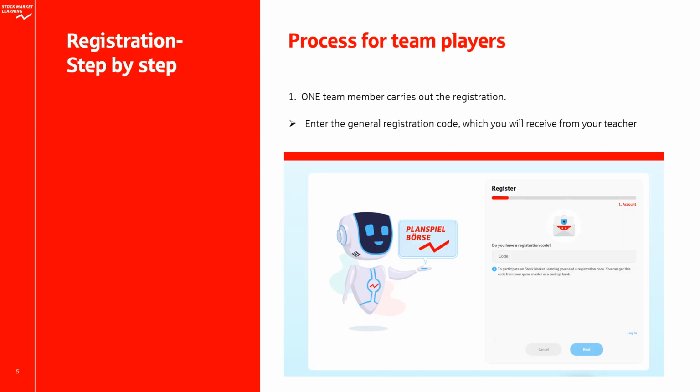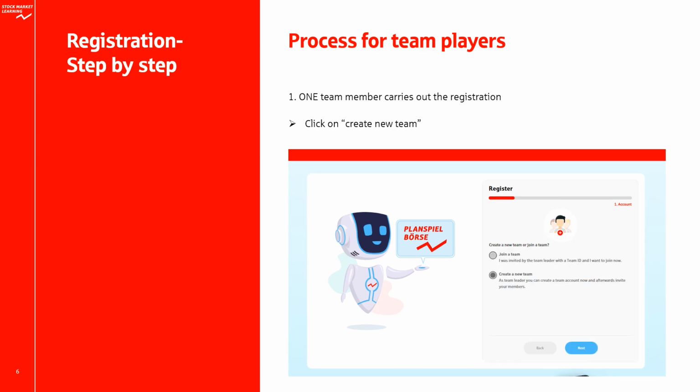Now a step-by-step explanation of how to register. When you are on the Stock Market Learning website, click on Login and then on Register. The following window will then open. Here you have to enter the general registration code that you will receive from a teacher or the savings bank.